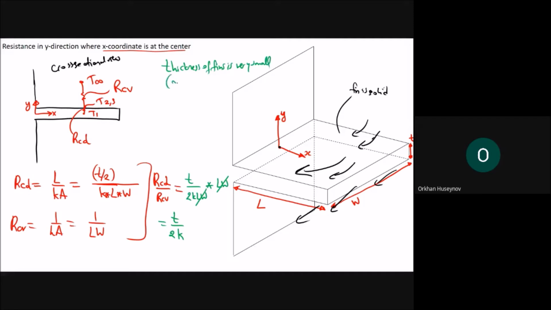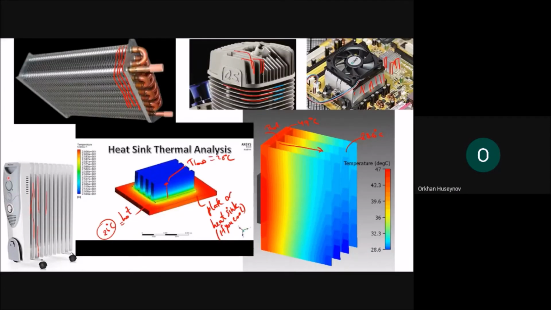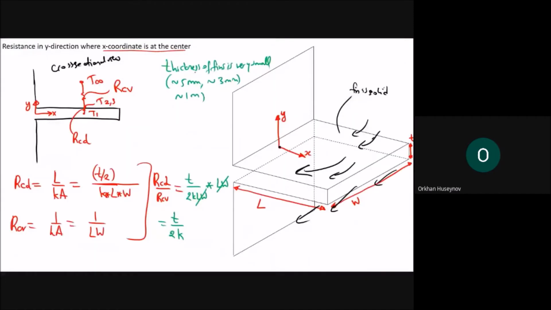So it can be, for example, 5 millimeters. It can be, for example, 3 millimeters. Even you can see the fins with 1 millimeter. But if you look at the pictures here, these are the larger views. If you look at the real application, you can see the thickness of the fin is very small.